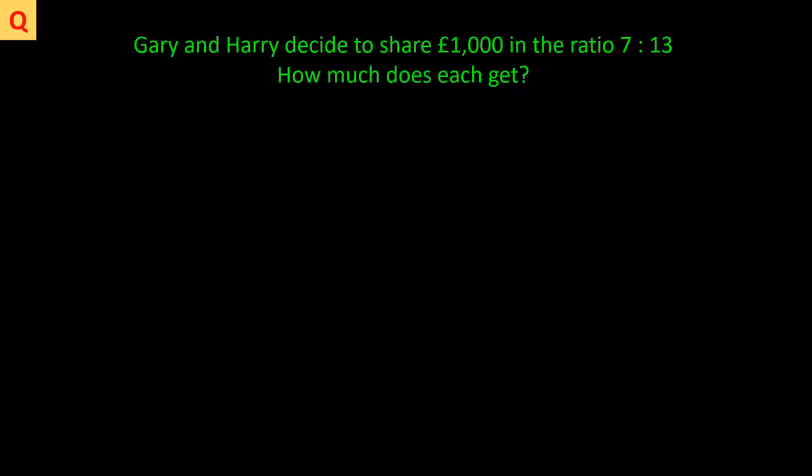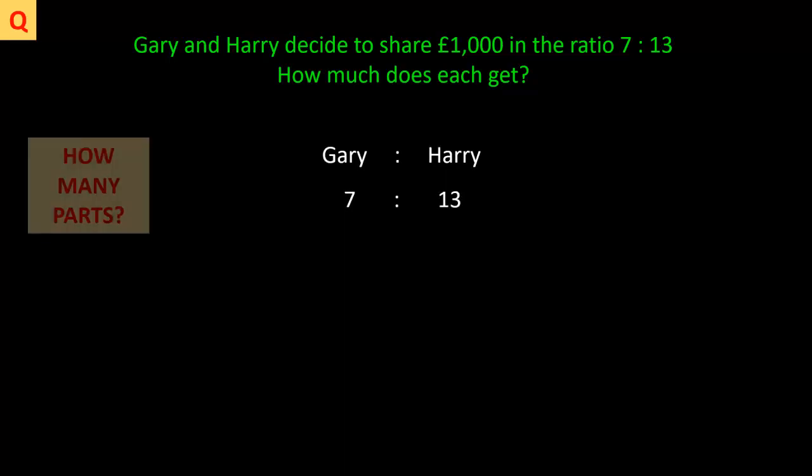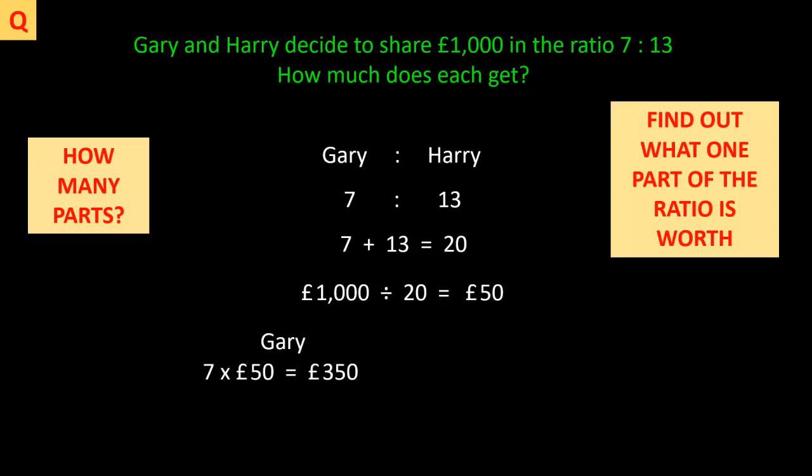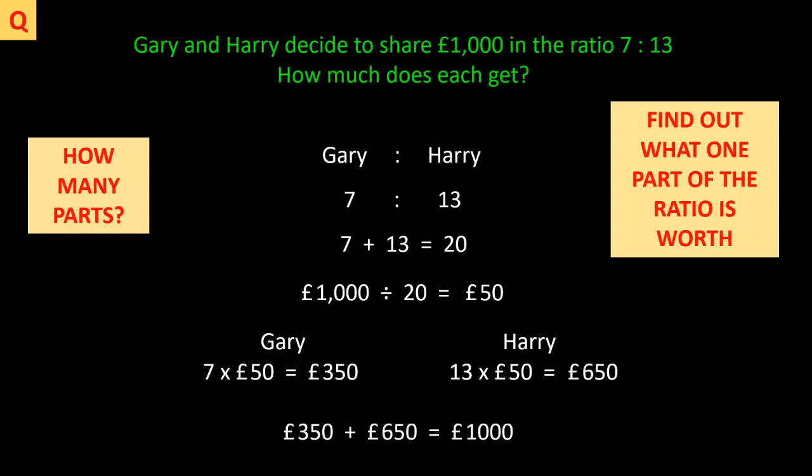Okay, how'd you get on? Let's have a little look then. First up, we know what to do now, don't we? 7 plus 13 is 20. So really, we're splitting £1,000 20 ways. So 1,000 divided by 20 is £50. So each one part is worth £50. Now Gary has got 7 of them, 7 50s, 350, while Harry has 13 of them, and 13 50s, 650. There's our answer. We just do that little check, and in fact 350 plus 650 is 1,000. Excellent.